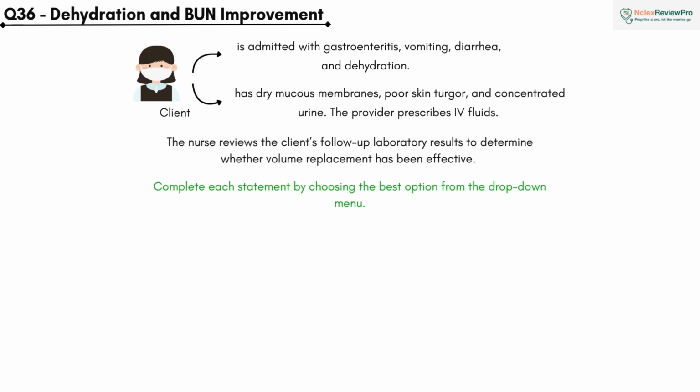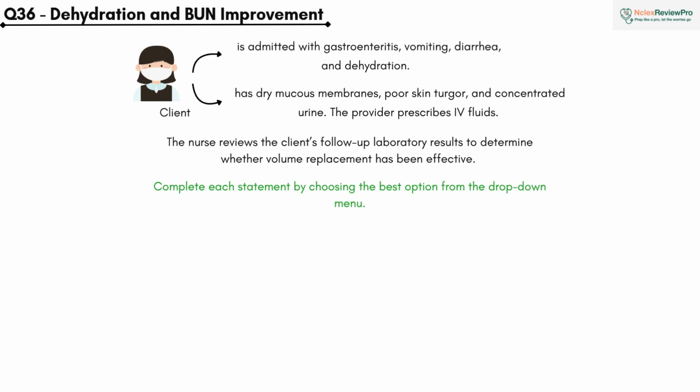Dehydration and BUN improvement. Clinical scenario. A client is admitted with gastroenteritis, vomiting, diarrhea, and dehydration. The client has dry mucous membranes, poor skin turgor, and concentrated urine. The provider prescribes IV fluids. The nurse reviews the client's follow-up laboratory results to determine whether volume replacement has been effective.